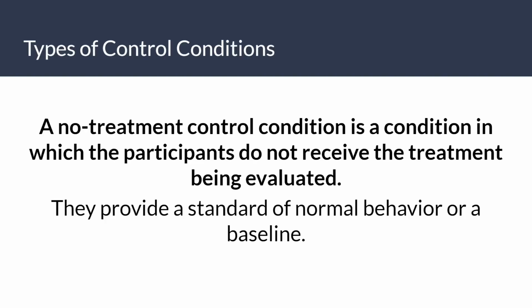There are two types of control conditions. A no treatment control condition is a condition in which participants do not receive the treatment being evaluated. And what they do is that they provide a baseline of normal behavior or a standard. For example, like what I told you earlier, the group that did not receive that vaccine will show you what would be the characteristic of the participants that did not receive any treatment. And you can compare their condition to the condition of those who received a vaccine in order for you to determine if there are improvements in the condition after administering the manipulation.